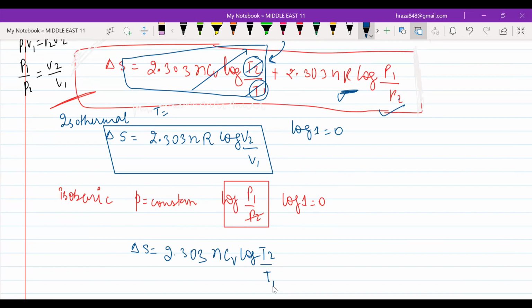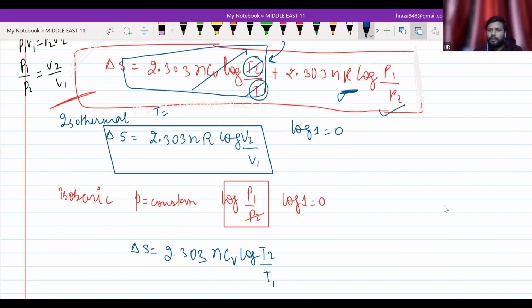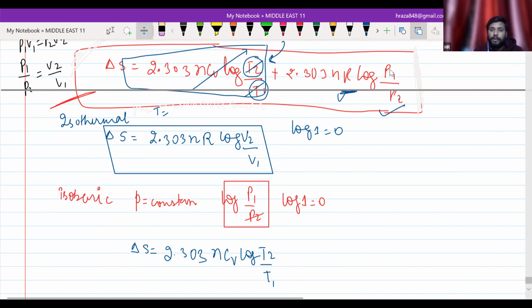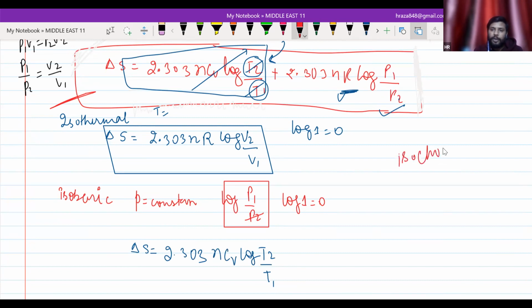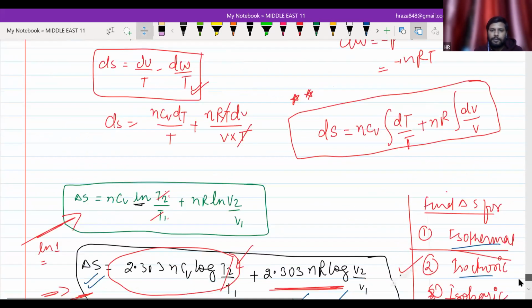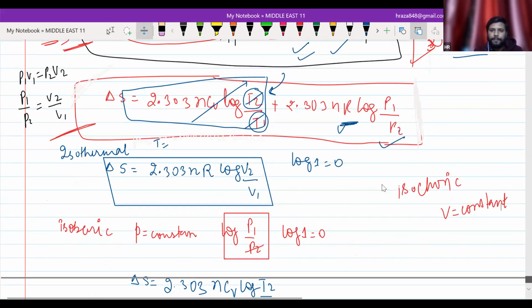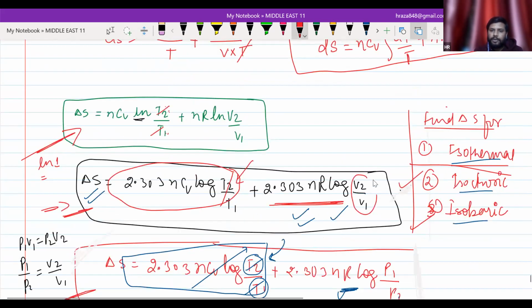And again, for the third case, which was isochoric. Isochoric means volume will be constant. If you see the first formula of delta S, here it is. This value is going to be zero, because this will be equal and it will be cancelled by 1, and again log 1 is equal to 0, then we will have 2.303 nCv log T2 upon T1.